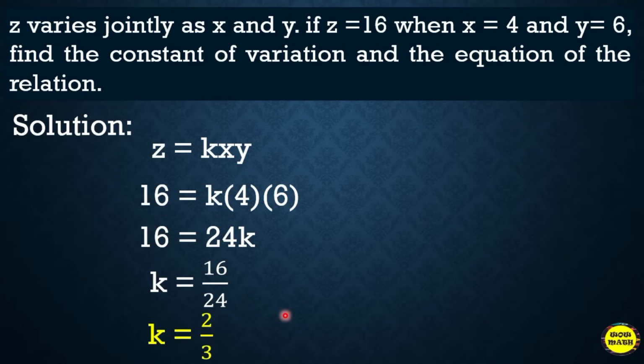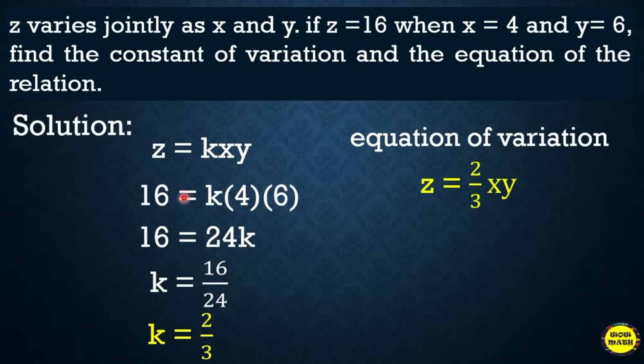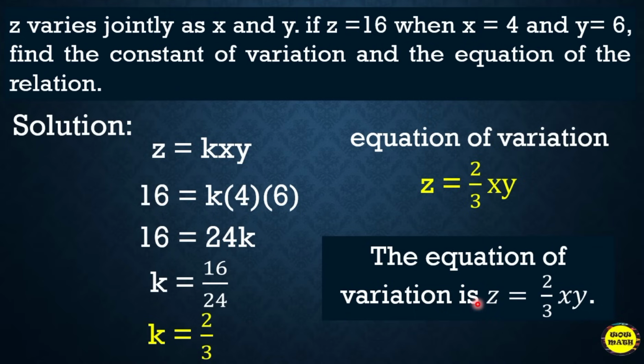So, makukuha na natin ngayon yung equation of variation by substituting the value of K dito sa equation natin. So, that is Z is equal to 2/3 XY. So, pinalitan lang natin yung K natin ng 2/3. So, yung nakuha natin constant. So, the equation of variation is Z is equal to 2/3 XY.